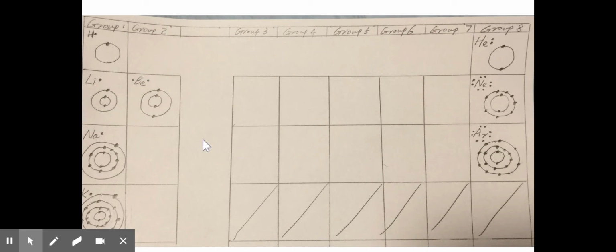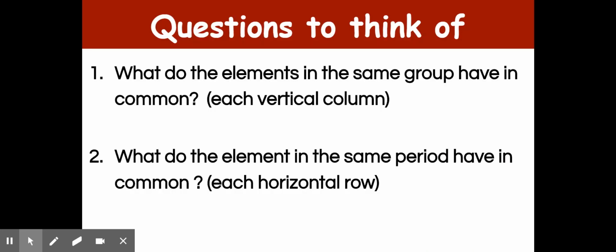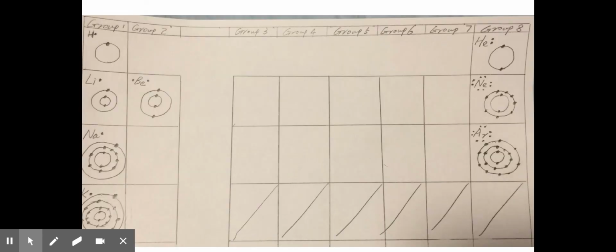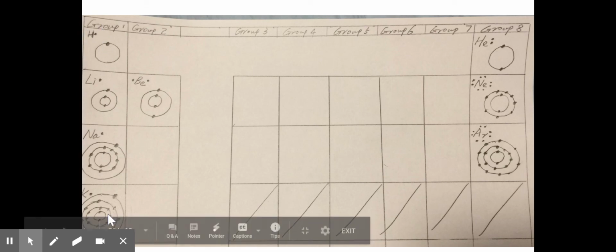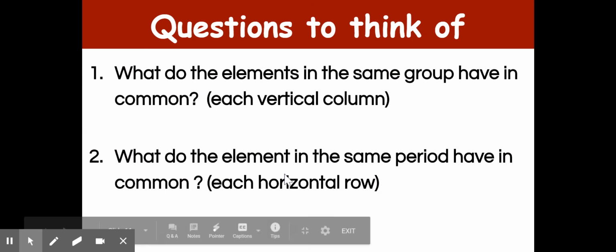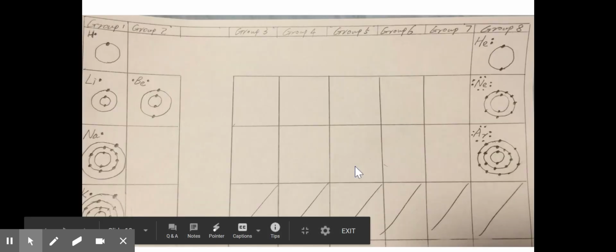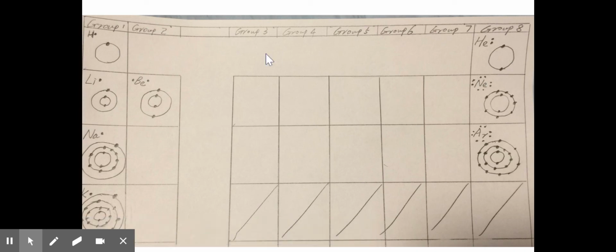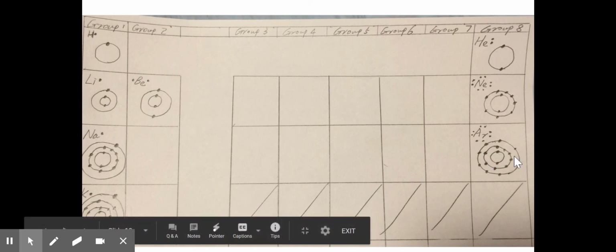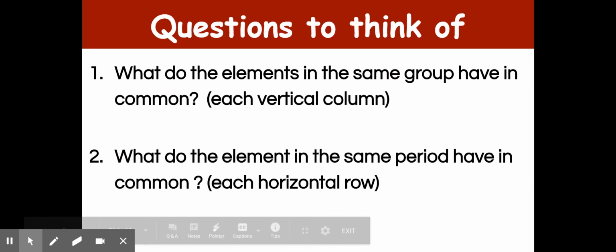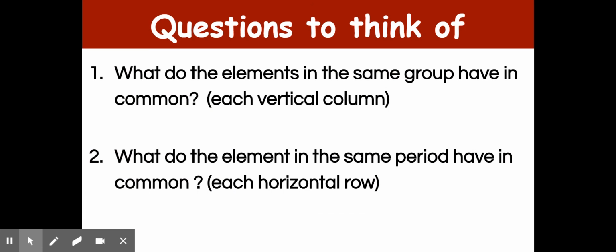At the end, I'm going to ask you to observe if you can find any pattern on your drawing. What do the elements in the same group have in common? The same group means the vertical column, group 1, group 2. Okay, what do they have in common? And then what do the elements in the same period have in common? The same period means this horizontal side, period 1, period 2, period 3, and try to observe. And we're going to talk about it during the live class on Thursday.